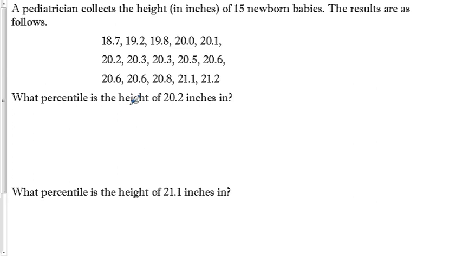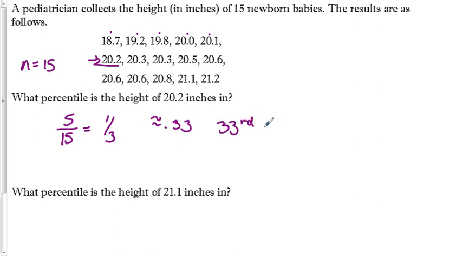Well, let's find 20.2 on this list, and you see they've already provided us this information from lowest to highest. If they had not yet done that, you want to make sure you calculate that first. 20.2 is right here. So we need to first calculate how many pieces of data are smaller than that. We have 1, 2, 3, 4, 5, which means that our percentile is 5 out of a total of 15 pieces of data, which is 1/3 or 0.33. So we can say that this is the 33rd percentile.